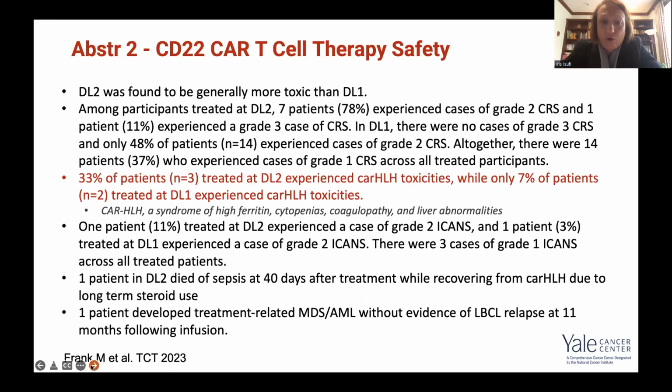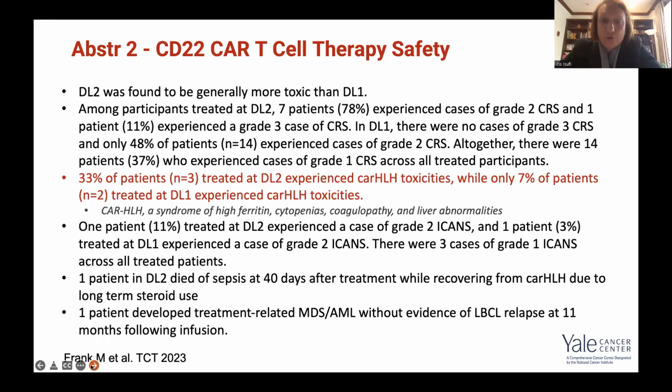Interestingly, what they saw at the higher dose level, which was dose level 2, is that a significant number of patients experienced a syndrome very much like hemophagocytic lymphohistiocytosis, which has a name of its own, CAR-HLH. It's a syndrome of high ferritin, cytopenias, coagulopathy, and liver abnormalities. And there was just in general more toxicity in dose level 2.